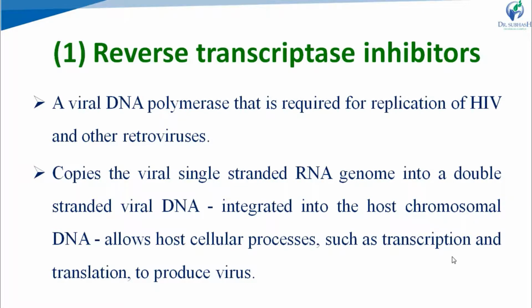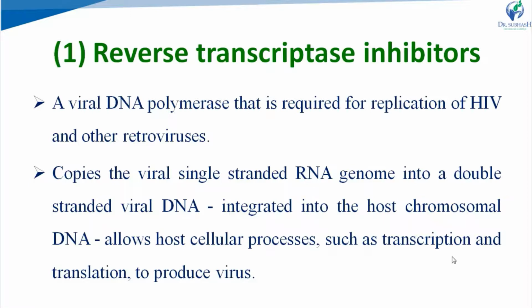So let's start the discussion about the first class, reverse transcriptase inhibitors. Its name indicates its action. Reverse transcriptase inhibitors are the drugs which inhibit the reverse transcriptase enzyme. Now, what is the reverse transcriptase enzyme? It is a viral DNA polymerase enzyme that is required for the replication of HIV and other retroviruses. What is the function of this enzyme? It copies the viral single-stranded RNA genome into double-stranded viral DNA. It converts the RNA into double-stranded DNA.